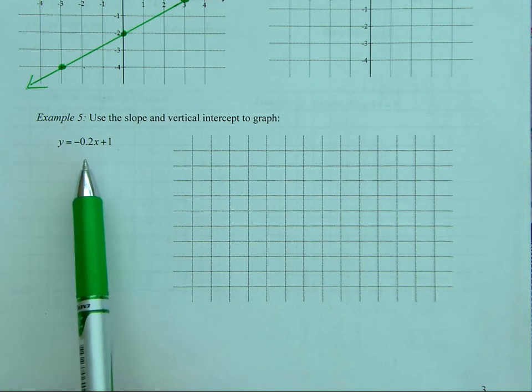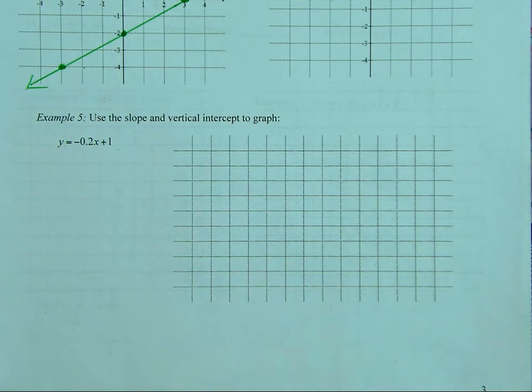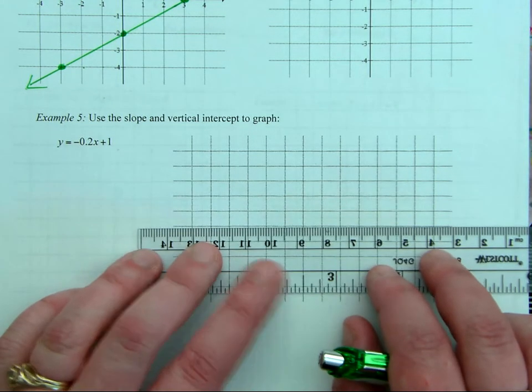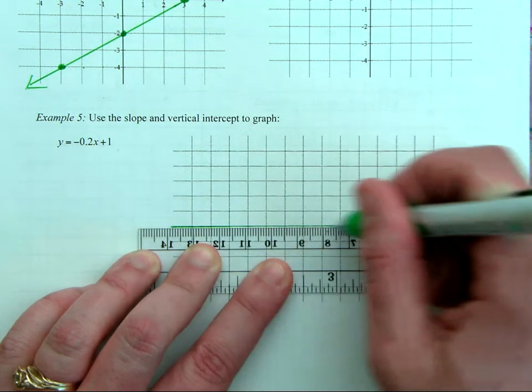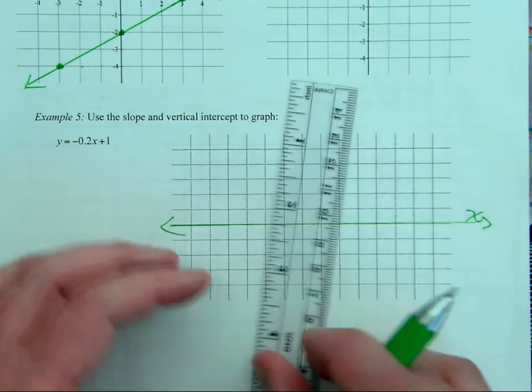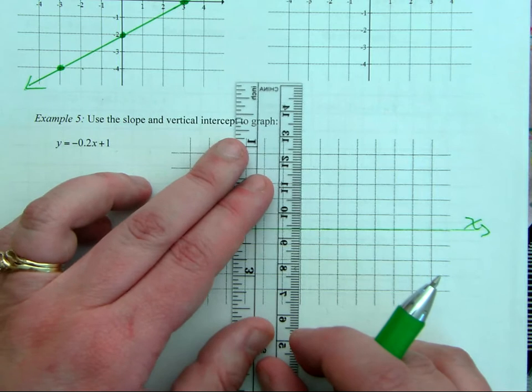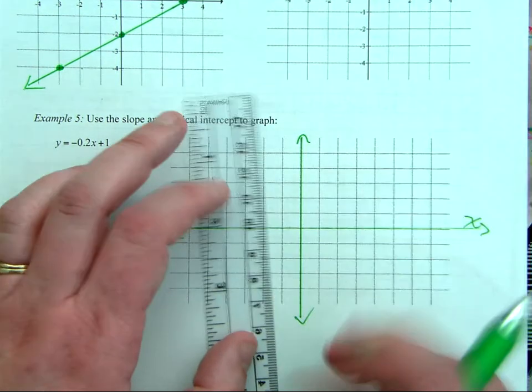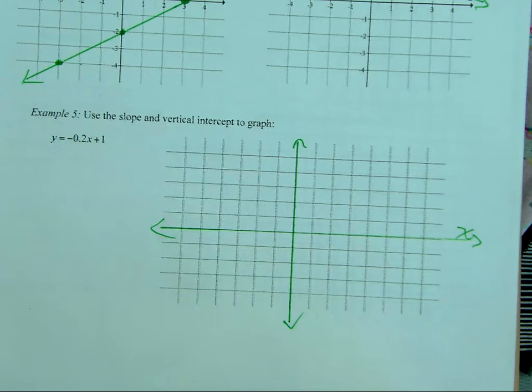Yeah, and so maybe you don't want to use a scale of 1. You don't have to. You could use a scale of 1 or you could change the scale. So if I were to draw, here's my x-axis, and then my y-axis, there's a couple of different ways you could think about this slope.